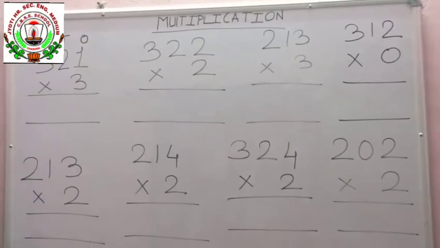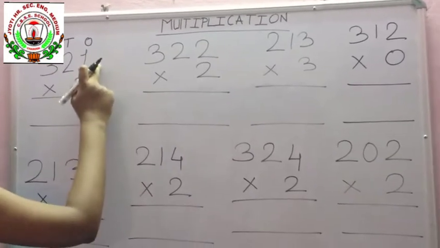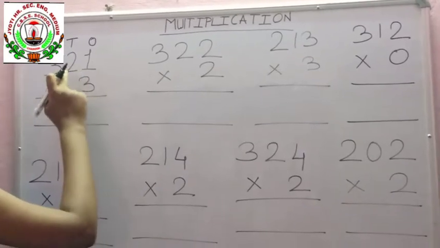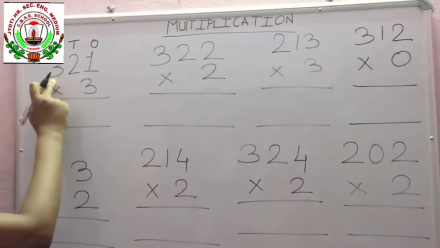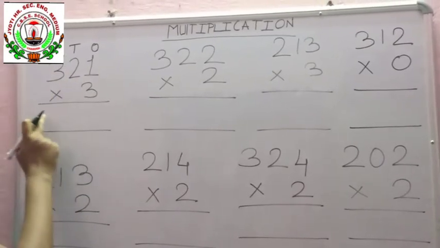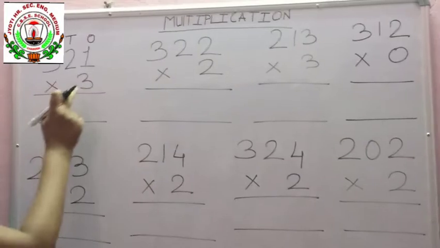So firstly we have to multiply the number with the ones place, then we move to the tens place, and then we move to the hundred place. Okay? So let's do the first one.